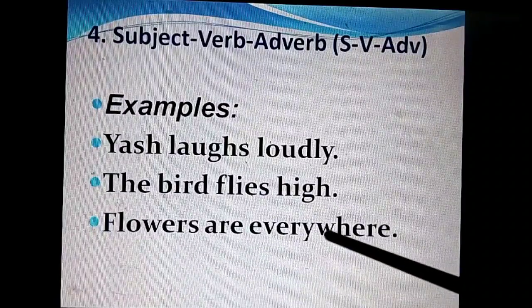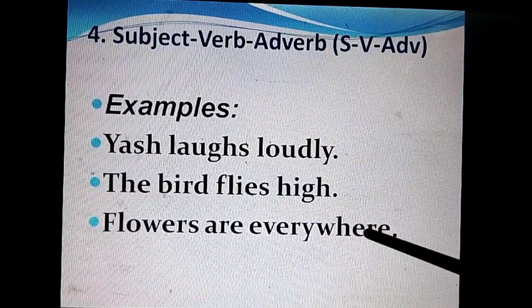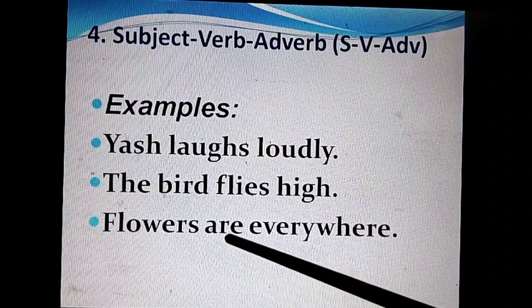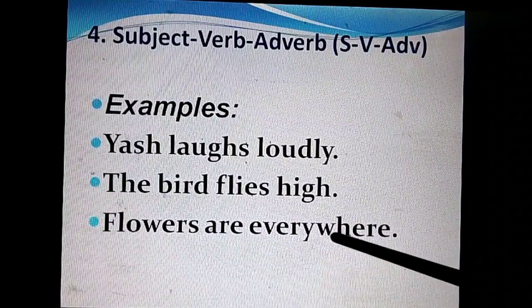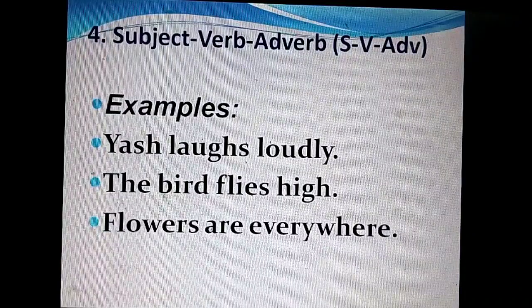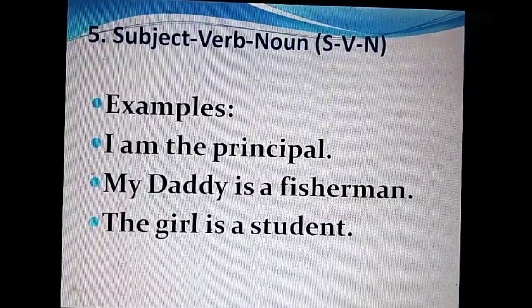Flowers are everywhere. Where are the flowers? Everywhere. At which place are the flowers? Everywhere. So subject, verb and adverb. So I hope you can make these sentences yourself, based on this.